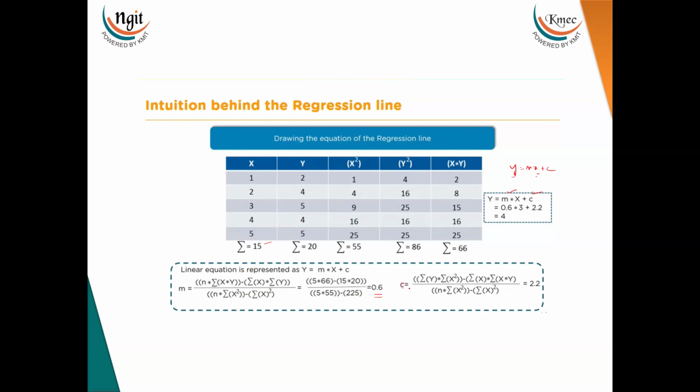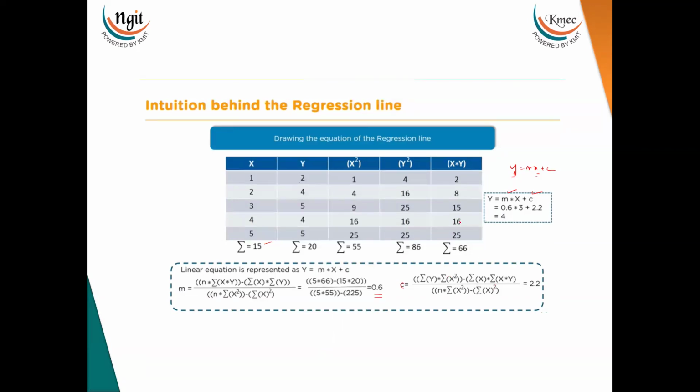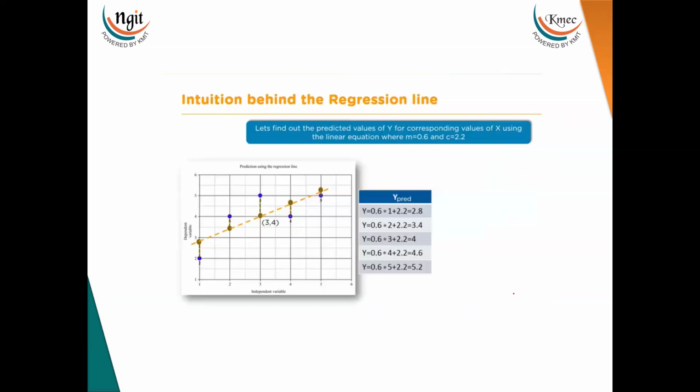Similarly, coming to the coefficient c, again we have a formula: sigma y into sigma x square minus sigma x into sigma xy, divided by n into sigma x square minus sigma x whole square. Again, substitute all these x, y, x square, x whole square, xy values into this. After calculation, we get the c value as 2.2. Now we know the m value, we know the c value, and already we know the y and x values. So place all these values for each and every value.